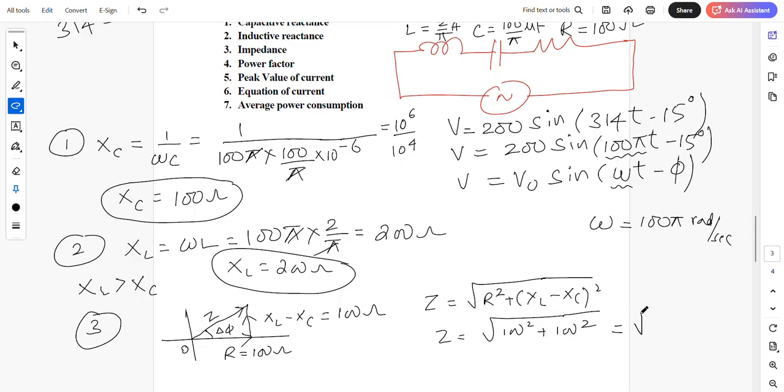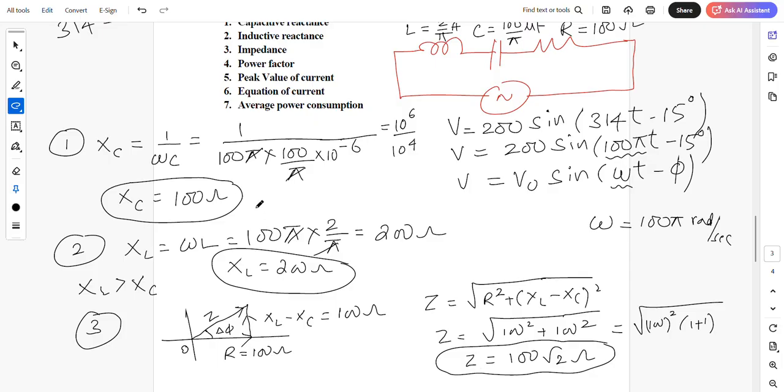Now how to calculate this one? Whenever you have 100 whole square plus 100 whole square, you take 1 plus 1. If you take 100 square outside, Z is 100 root 2 ohm. What is the unit of XL, XC and Z? This is resistance. Unit of resistance is ohm. Here also ohm and here also ohm. Hope you understood. Next, what are they asking?